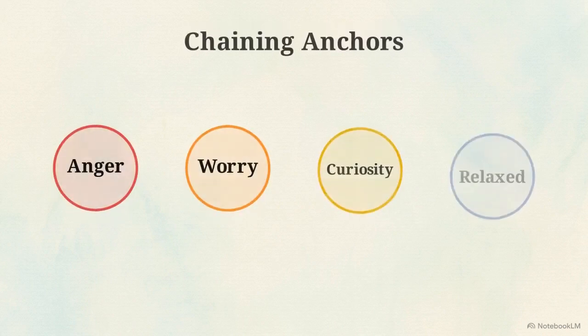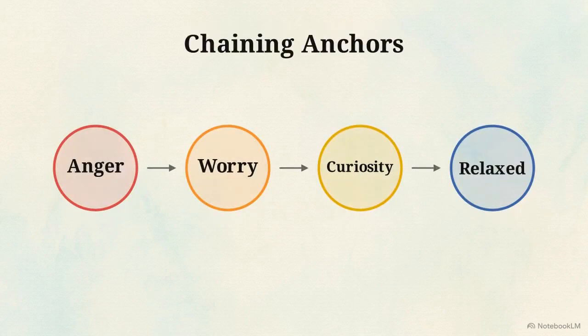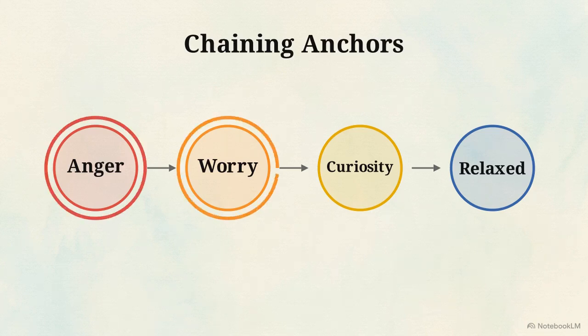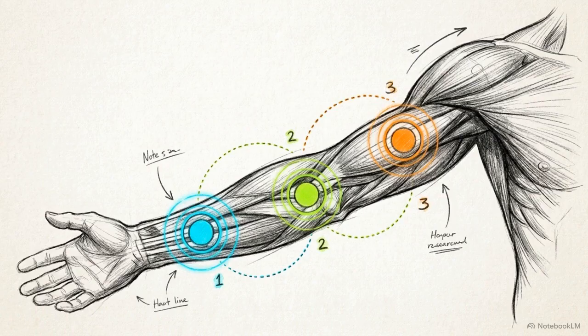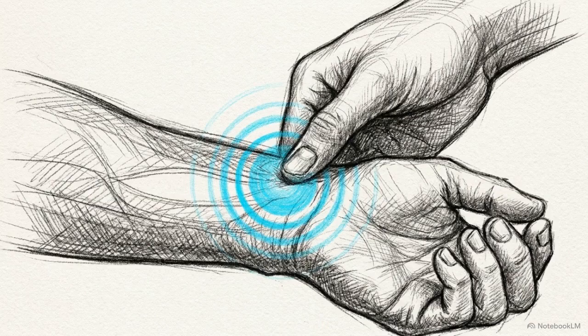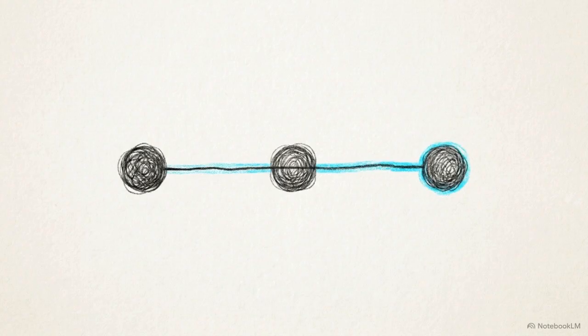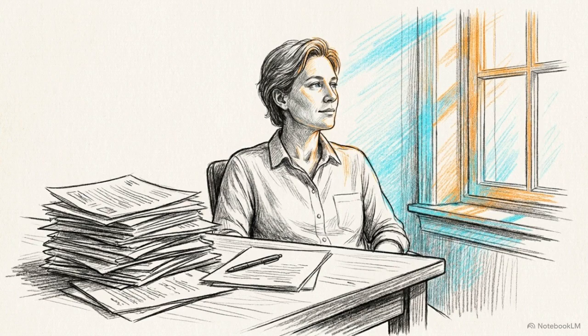This flowchart shows a typical chain. You move from a negative state like anger through worry and curiosity until reaching your relaxed goal. Activation is sequential. Fire the first anchor, and as it peaks, fire the second, pulling your brain toward the next state. For this to work, you should anchor each transitional step in a different physical location on your arm to keep the sequence clear. This creates a neurological path. Once the chain is established, your brain can move through the steps to exit a negative loop more naturally.